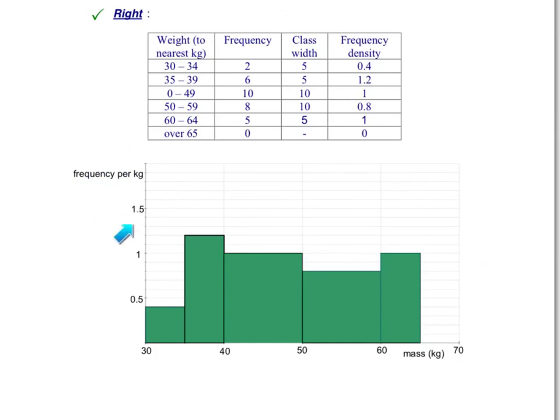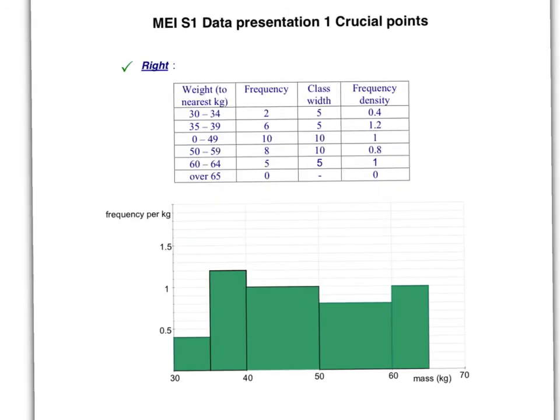This is the correct version, where we have our widths and we have the class widths given to us and the frequency in between, and we work out the frequency density by doing frequency divided by class width. As we can see, the frequency density for the first one is 0.4, unlike the example that we just saw earlier, where the first one is 0.5 and the second one is 1.2, which are different values to the example we just saw earlier.